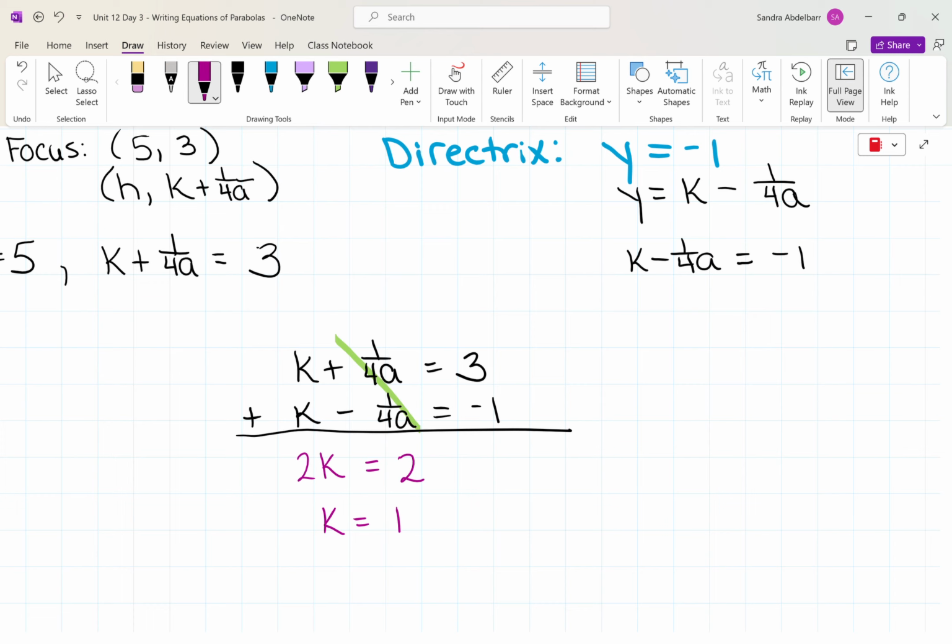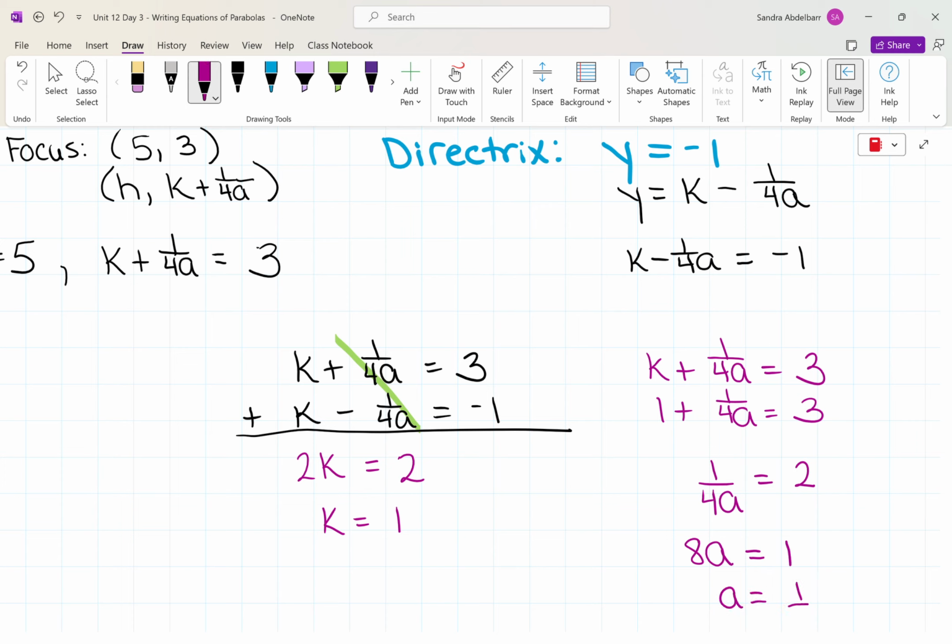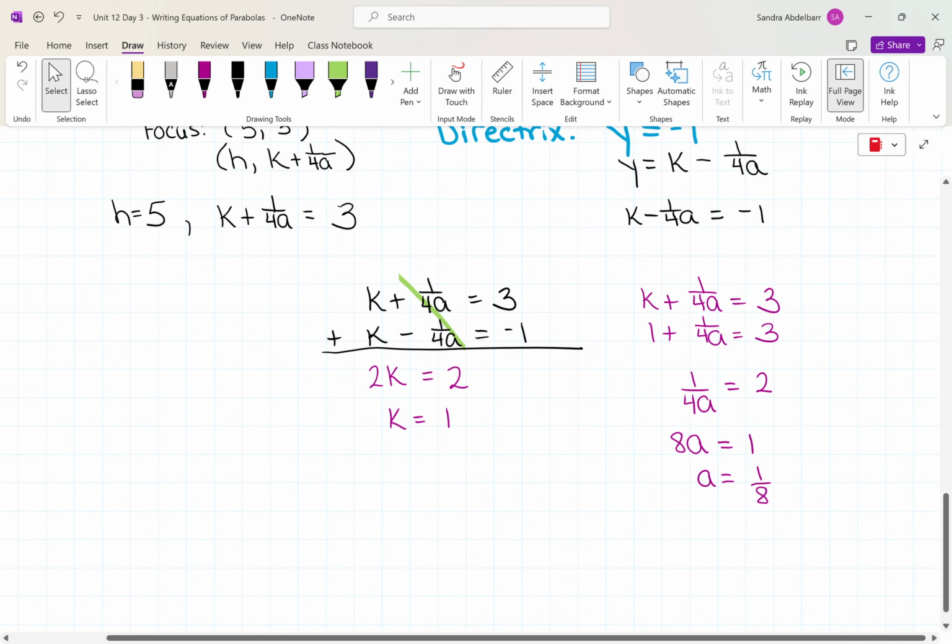Now that I have a k, I can use one of my equations to solve for a. So I'm going to go back to k plus 1 over 4a equals 3, and now I'm going to sub in that 1. So 1 plus 1 over 4a will equal 3. 1 over 4a is equal to 2. I'm now going to cross multiply, so I get 8a equals 1. a is equal to 1/8.